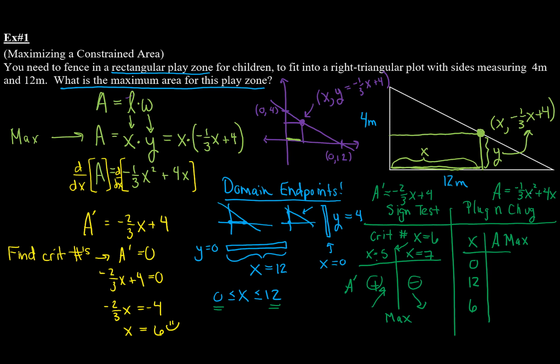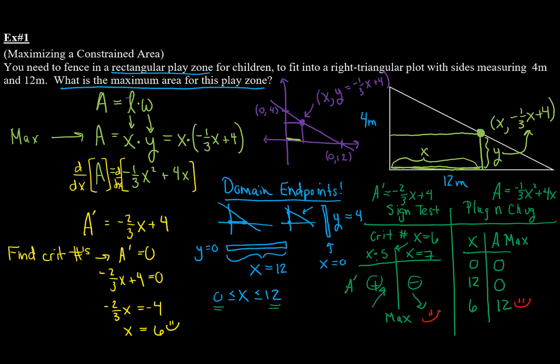If I plug in 0 into the original A value, I'm going to get 0. If I plug in 12 into the original A value, I am also going to get 0. And if I plug in 6, I'm going to get 12. All right. I found my max, verified it twice.